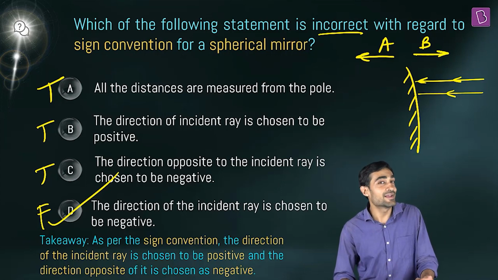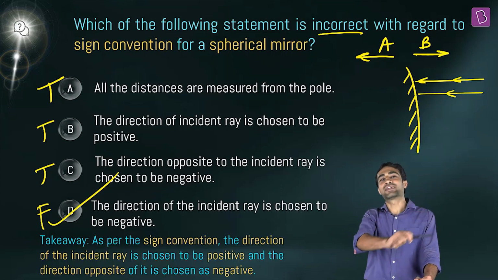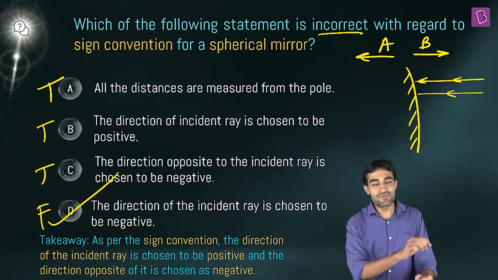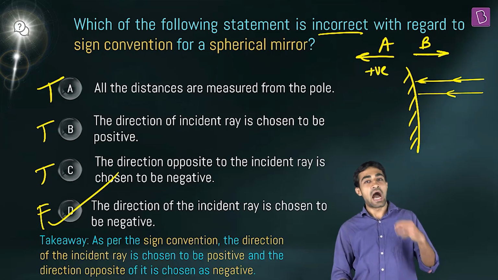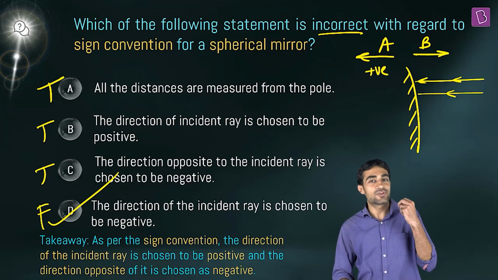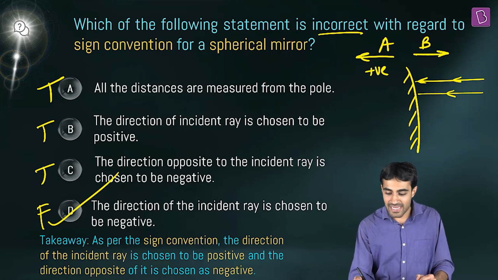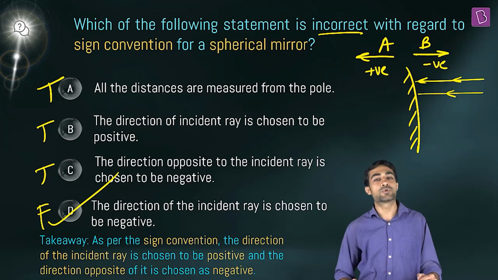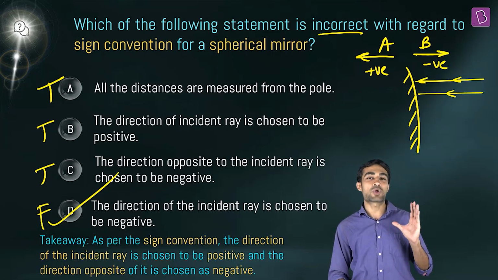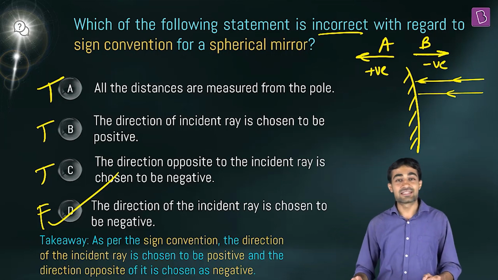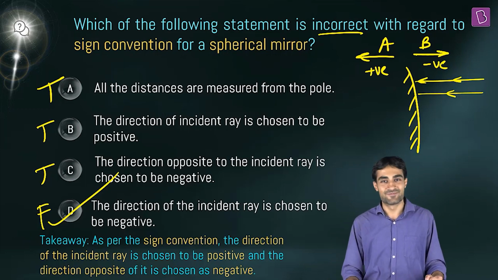Did I hear A? Yes, A is the positive direction, you are right. And B will be the negative direction. A is positive, this is along the incident light direction. And B is negative, this is opposite to the incident light direction. Nice. So you have solved this problem. Option D is the answer for our question.